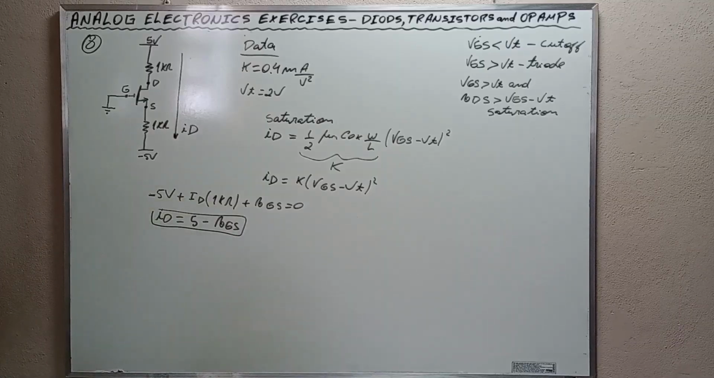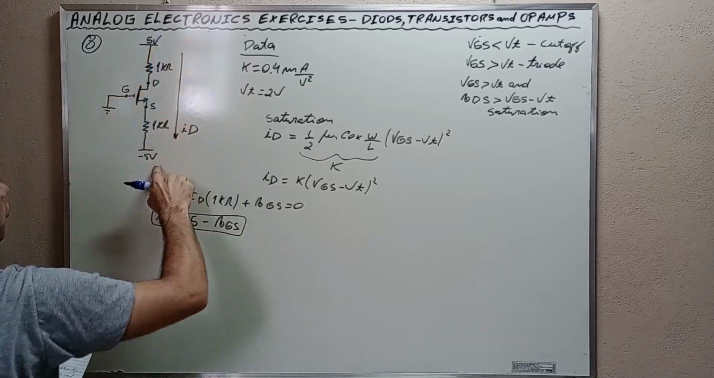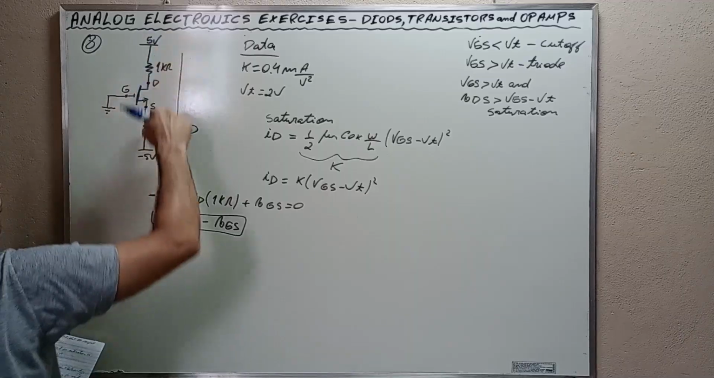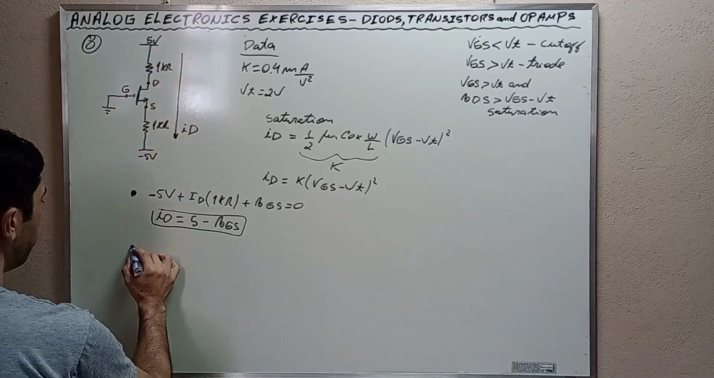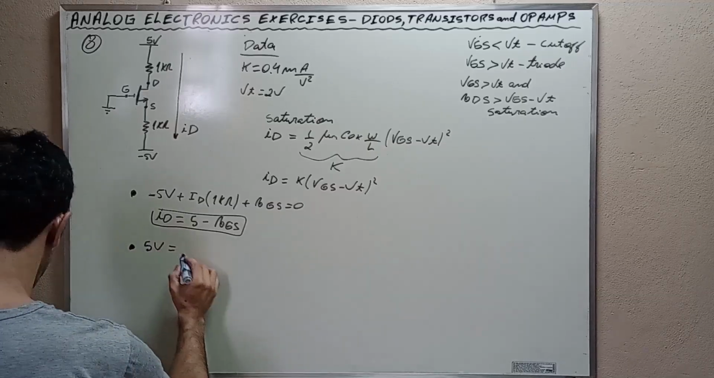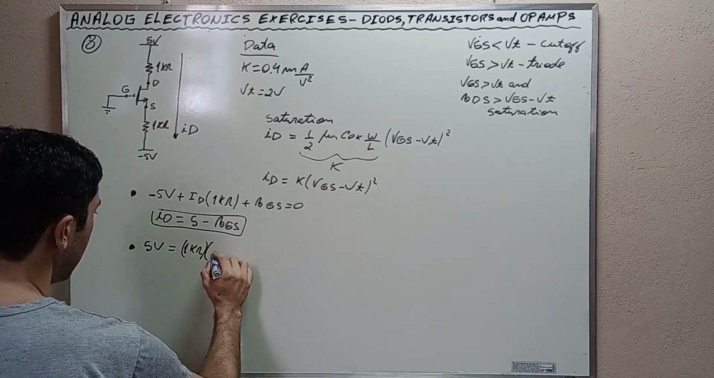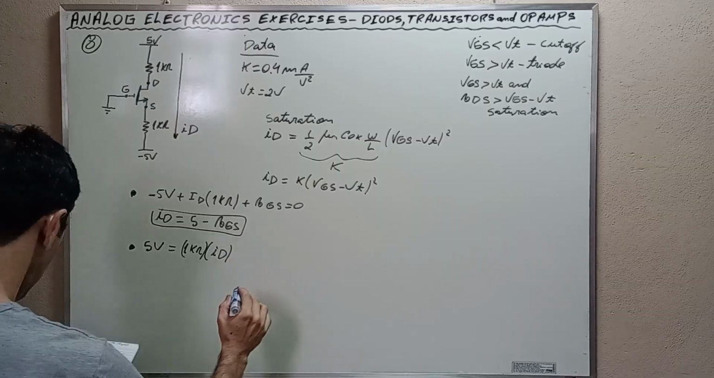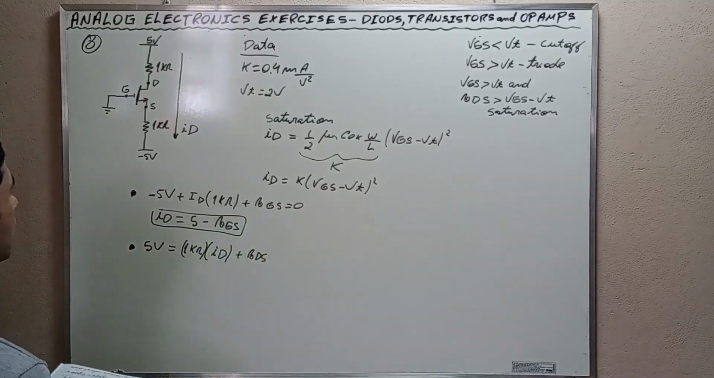Now from the 5 volt source to the negative 5 volt source, passing all the way from here to here, we have that 5 volts is equal to 1 kilo ohms times ID plus VDS.